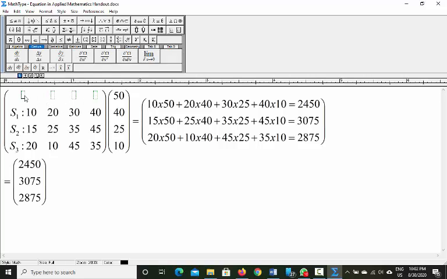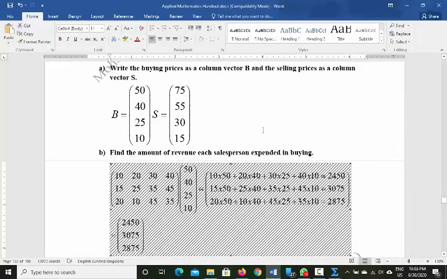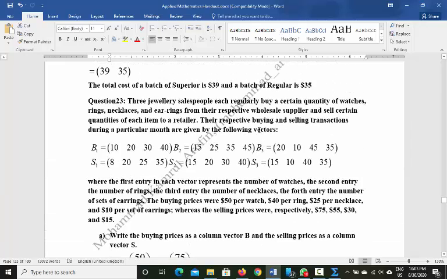So this one represents what? The first column represents watches. The second column represents rings. The third column represents necklaces, and the fourth column represents earrings. So let me check if it is correct or not. Watches, rings, necklaces, earrings. Correct, fully correct.